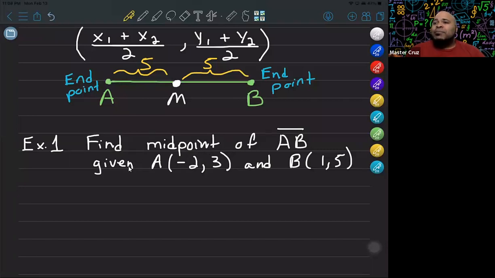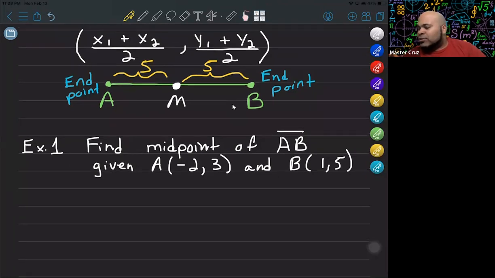So find the midpoint of AB. Like always, I need 2 points. These are my endpoints, so I'm going to label them. A point is always (x, y). Hopefully you know that by now. The other point is also (x, y). And I have to choose one of these points to be my first point. So I'm going to call this my first point, point 1. I'm just going to add a 1 there: x1, y1. And because this is my second point, I'm going to add a 2: x2, y2.